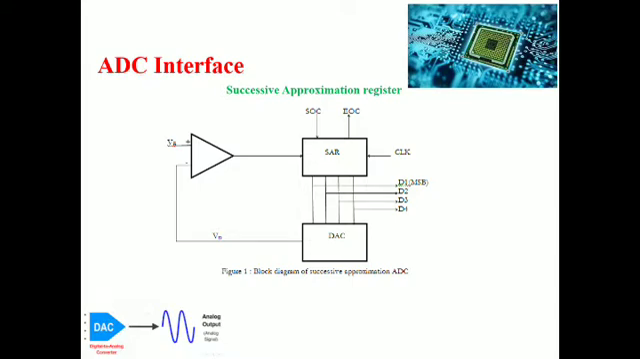Next, the ADC interface. What does ADC mean? Analog to digital converter. In many applications, an analog device has to be interfaced to a digital system, but the digital device cannot accept analog signals directly, so the analog signals are converted into equivalent digital signals using the ADC. In this, the quantization term is very important.